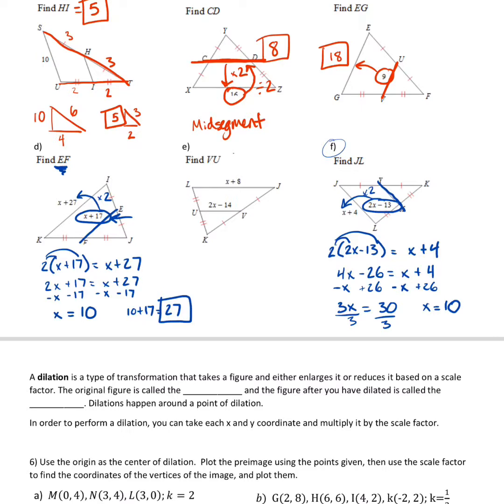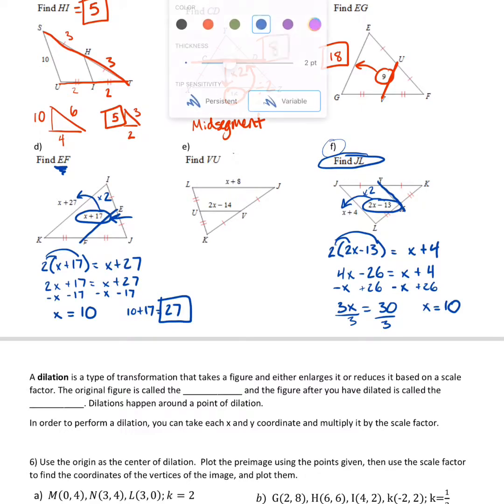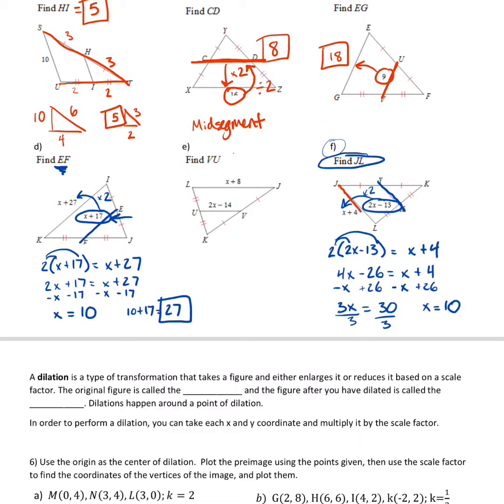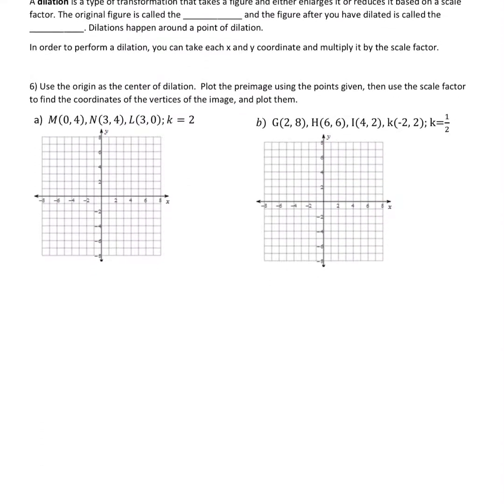That was not on purpose. That just happened to happen. I'm not supposed to find x, though. I'm supposed to find JL, which is this piece over here. So I need to find x plus 4. Well, x is 10, plus 4, I get 14. So that is all that happens with those. It's just another version of scale factor, but this time it's specifically just 2, or 1/2.